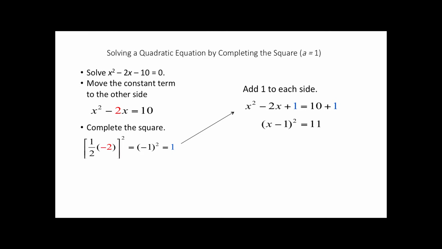And now that trinomial, we want to factor it into a perfect square again. That will be x minus 1 squared. And on the right side, just combine. 10 plus 1 is 11.